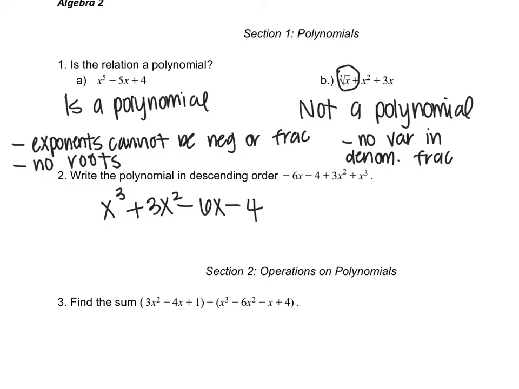So when you're putting something in ascending or descending order, you're not listing the terms, you're actually writing the expression. So you've got to make sure to include pluses and minuses.